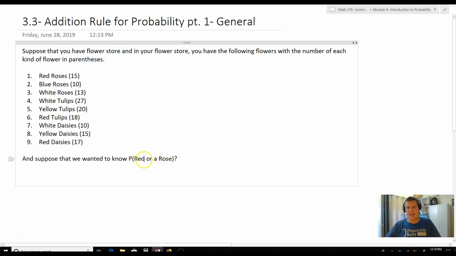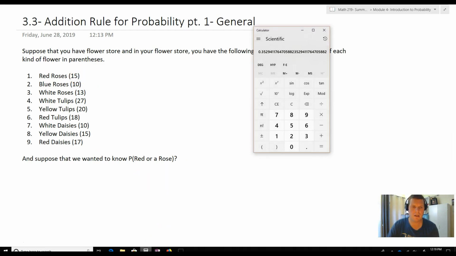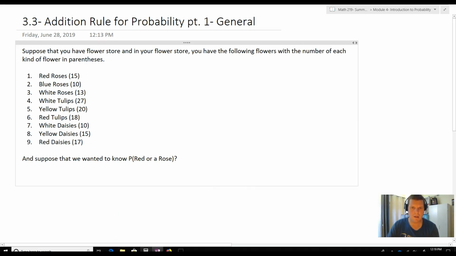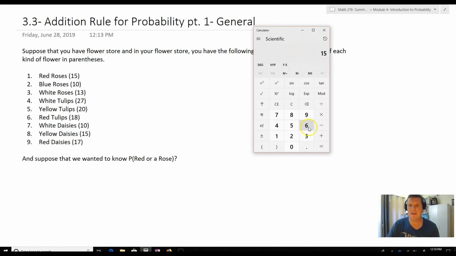Suppose that we wanted to know the probability of red or a rose. Anything that has the quality of being red, or anything that has the quality of being a rose, is going to be included inside of my set. So that's going to be part of my desired results. The first thing I want to do is total these. So I'm going to take 15 plus 10 plus 13 plus 27 plus 20 plus 18 plus 10 plus 15 plus 17.